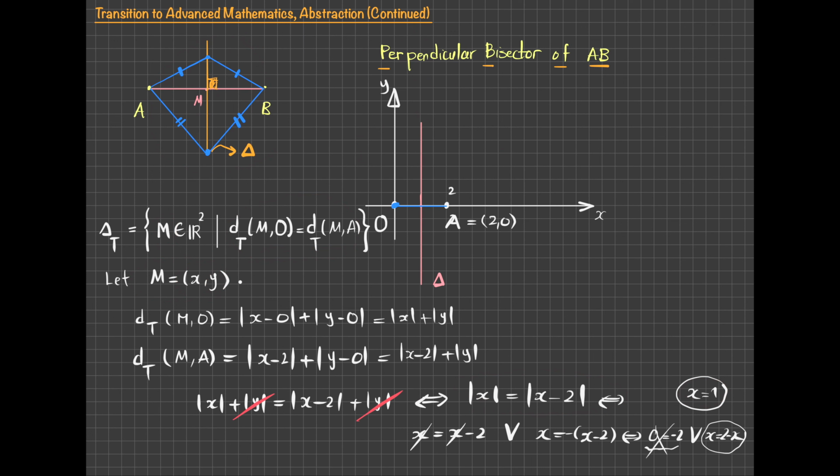Okay, so what happens if I call this one a perpendicular bisector in the Euclidean geometry? We realize that these two actually match.